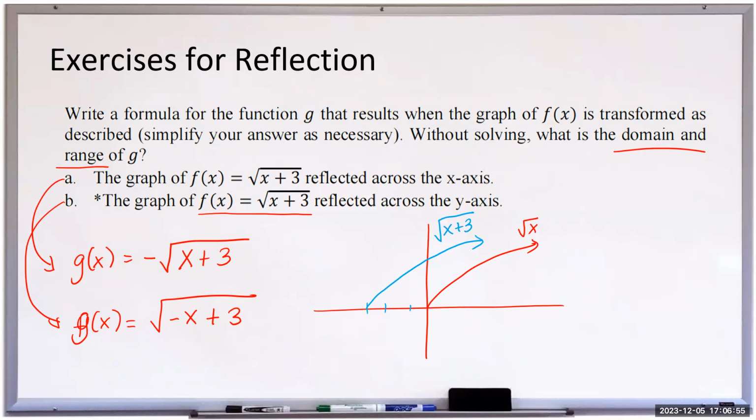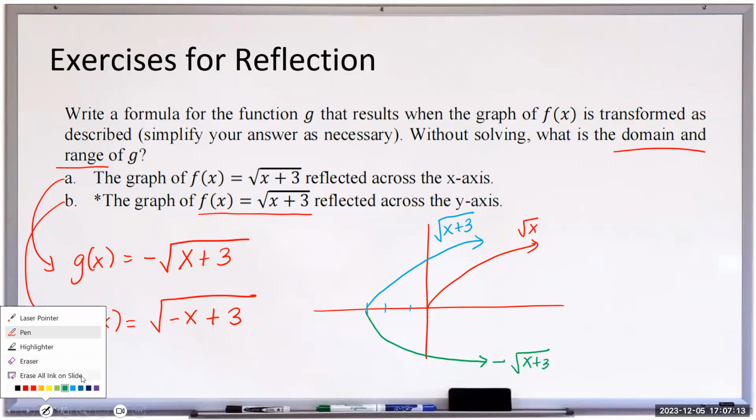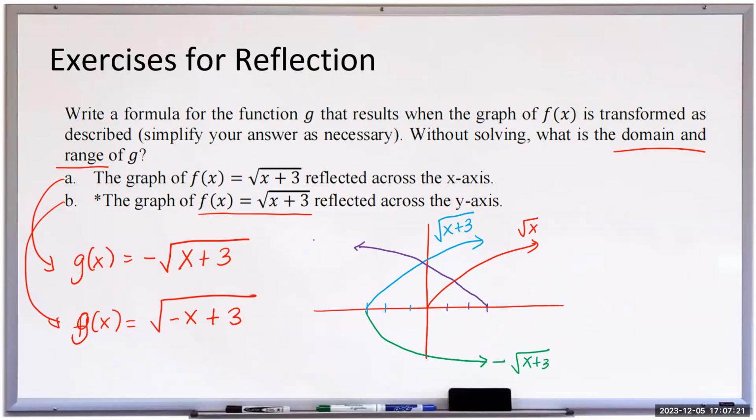So, if we reflect this about the x-axis, then ang magiging itsura niyan ay ganito. So, this is negative square root of x plus 3. And if we reflect this about the y-axis, ang magiging itsura niyan ay ganito. So, 1, 2, 3. Ayan. So, this is square root of negative x plus 3. Okay? So, based on this graph, pwede na natin ma-determine ang domain and range ng bawat isa.